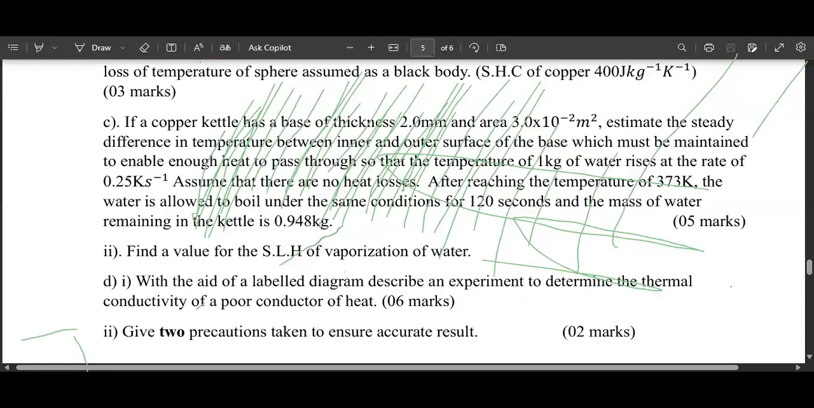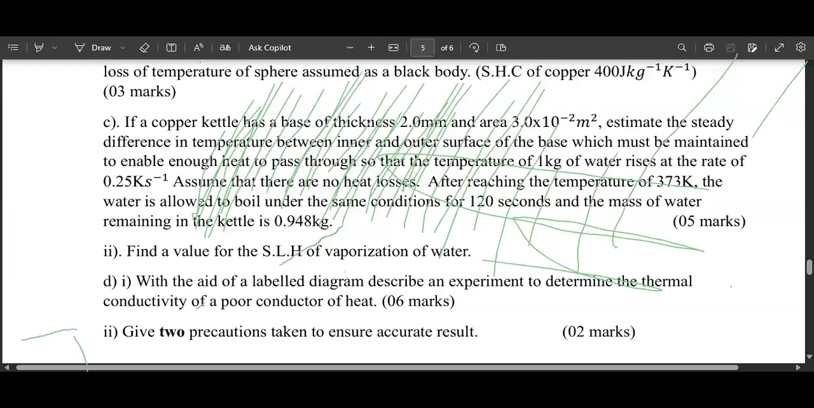So we shall have delta theta, the difference in temperature, equal to 4200 times 0.25 times 2 times 10 power negative 3, then divided by 3.8 times 10 power 2 times 3 times 10 power negative 2, to come up with a difference in temperature between the inner and the outer surface.